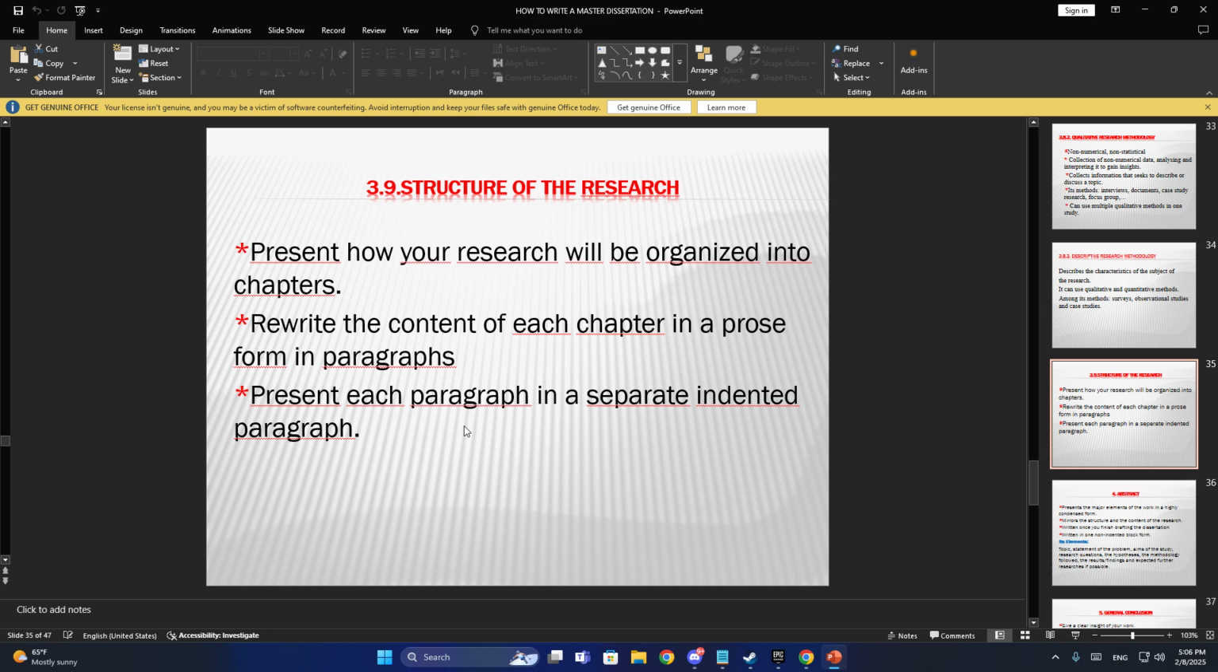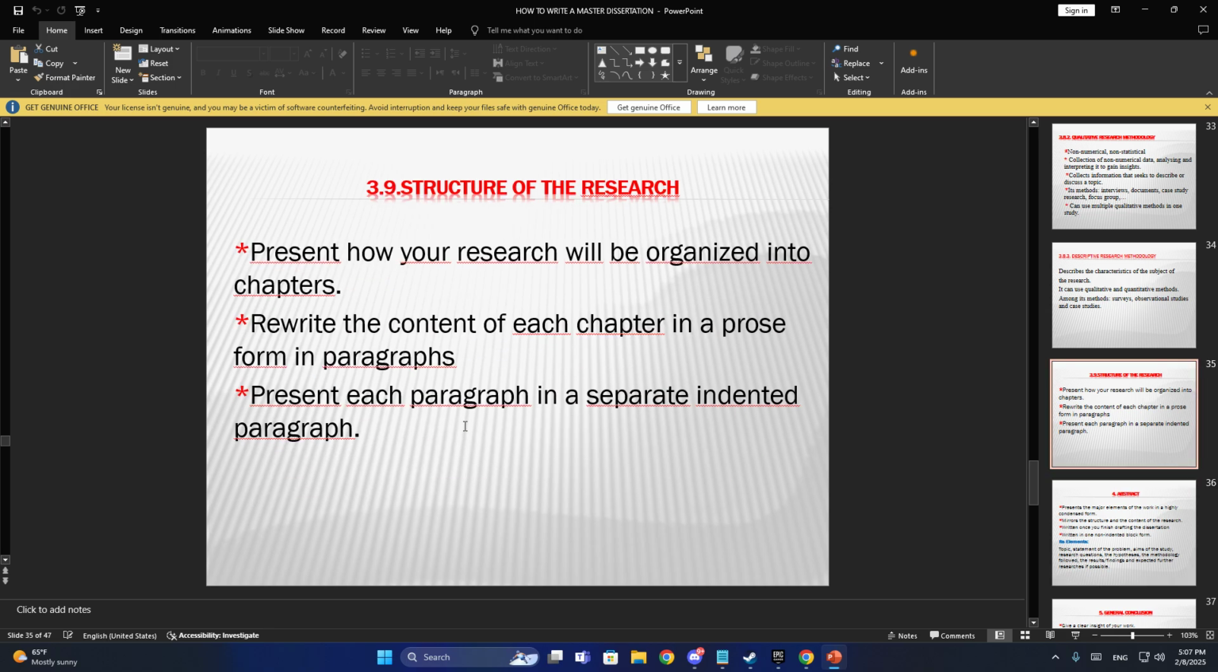You are going to rewrite the content of each chapter in prose form in paragraphs, and these paragraphs of course should be separate paragraphs. Each paragraph, for example, you start by discussing the first chapter and title it with its particular title, and then you state the main points you will discuss in this chapter, and you go like this with the first chapter, second chapter, third chapter. It depends on the number of your chapters. Of course, you have to present each one in a separate indented paragraph.